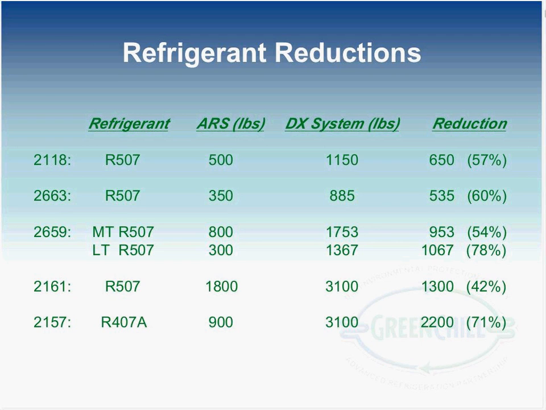When I'm matching up the 500 versus the 1,150 pounds of R507, we're carrying exact alike prototypes, and we're a very prototypical specific chain. So with the exception of 1 or 2 cases, we take this floor plan over and over again. Right-hand column, you can see for store 2118, we reduced our primary refrigerant charge by 650 pounds, which is about 57%.